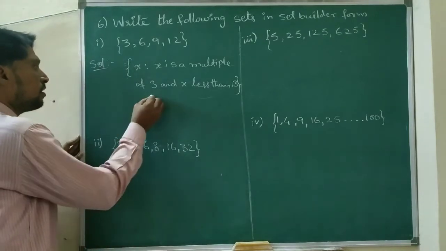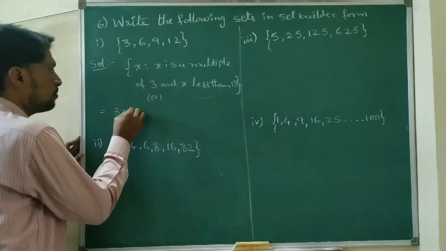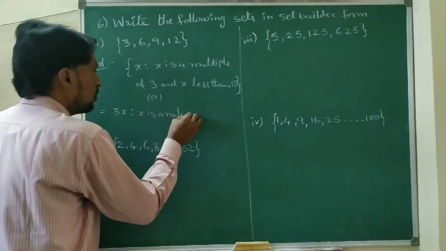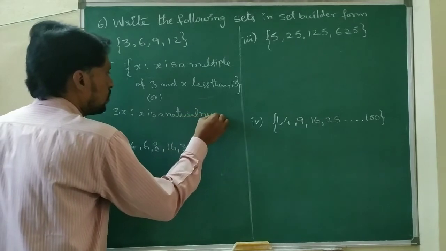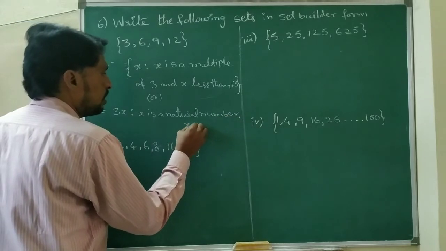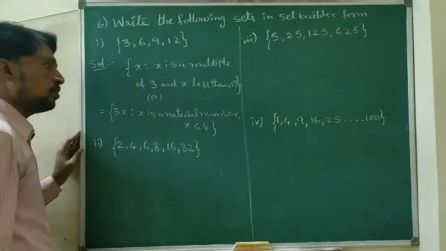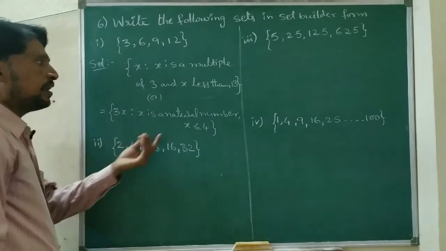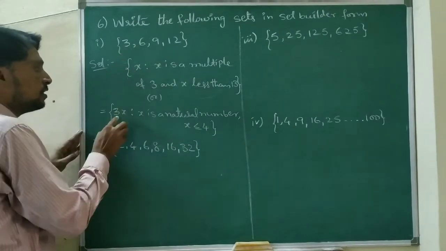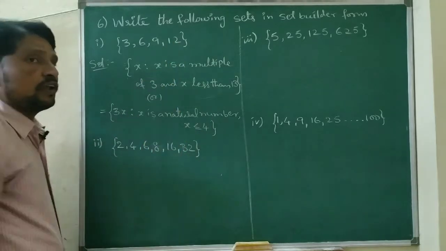Otherwise we can write it like this also: 3x such that x is a natural number, x less than or equal to 4. X less than or equal to 4 means natural numbers only, 1, 2, 3, 4. Substituting, 3 into 1 is 3, 3 into 2 is 6, 3 into 3 is 9, 3 into 4 is 12. So up to 4 values only we need to take.